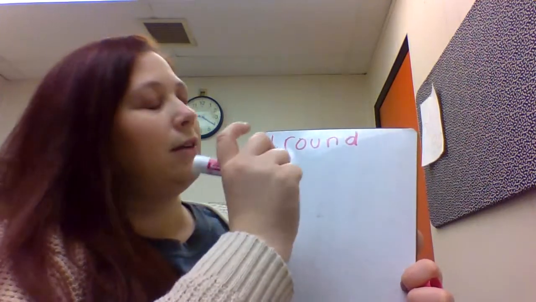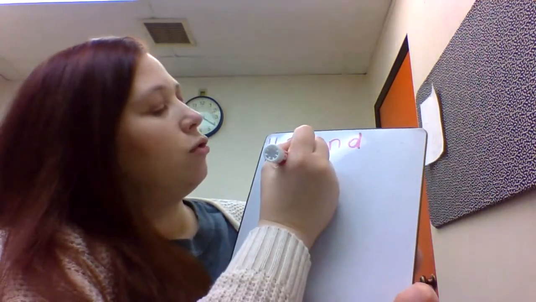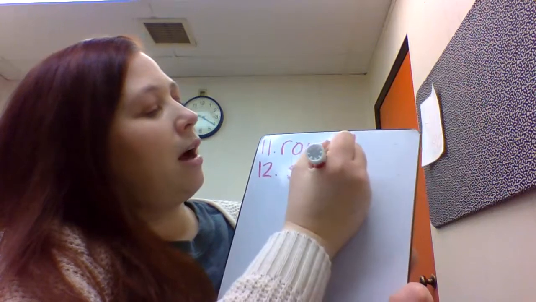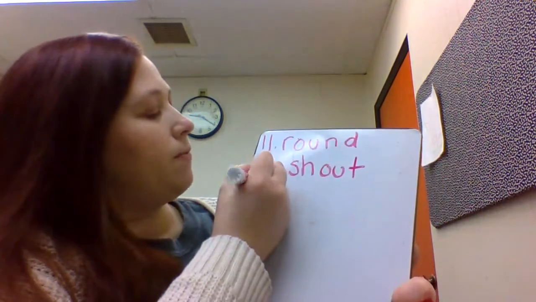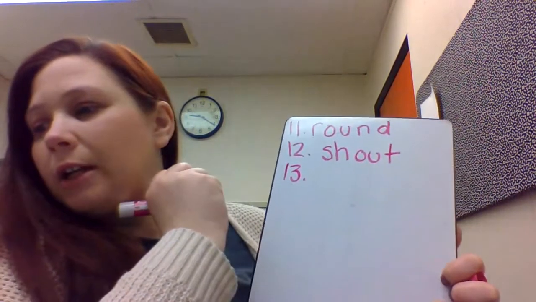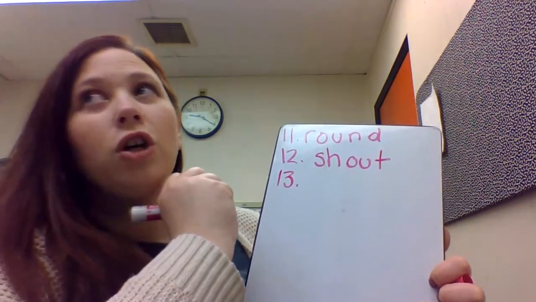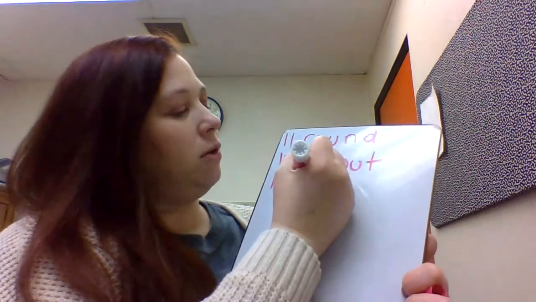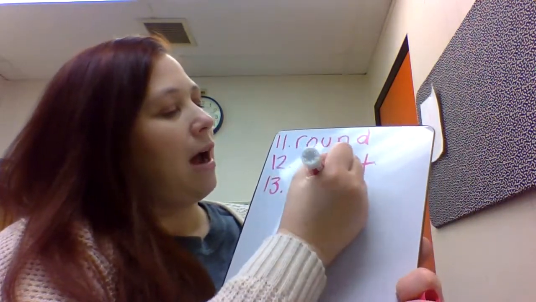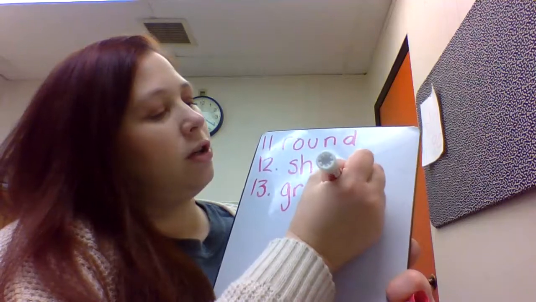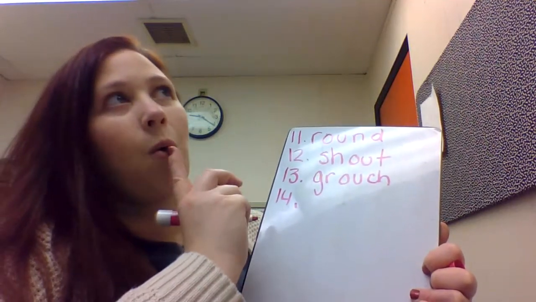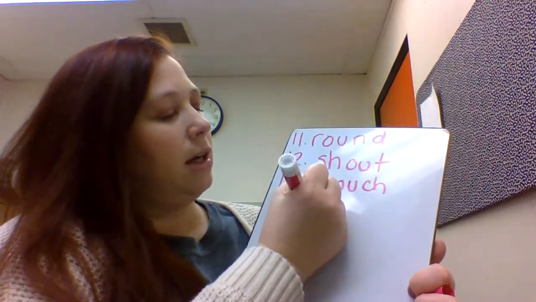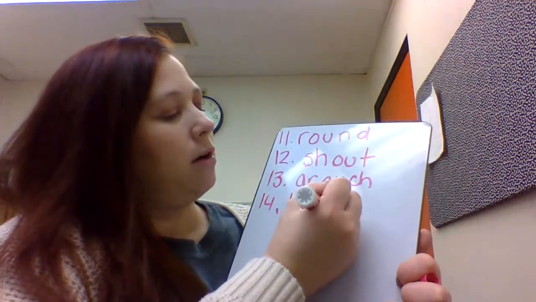Number 12, we're going to spell shout. Again, that ow sound is in the middle, so sh, S-H, ow, the OU, and t, shout. Number 13 is grouch. Again, that ow sound is in the middle. G, r, ow, O-U, ch, C-H. Number 14 is how. So our ow is at the end. We have H, ow.